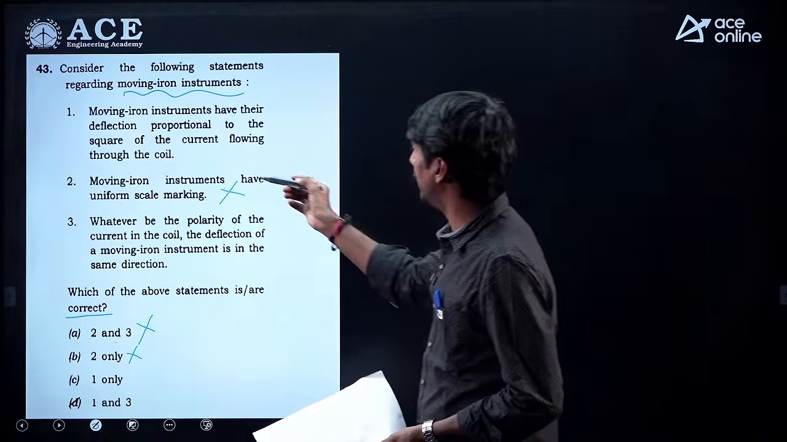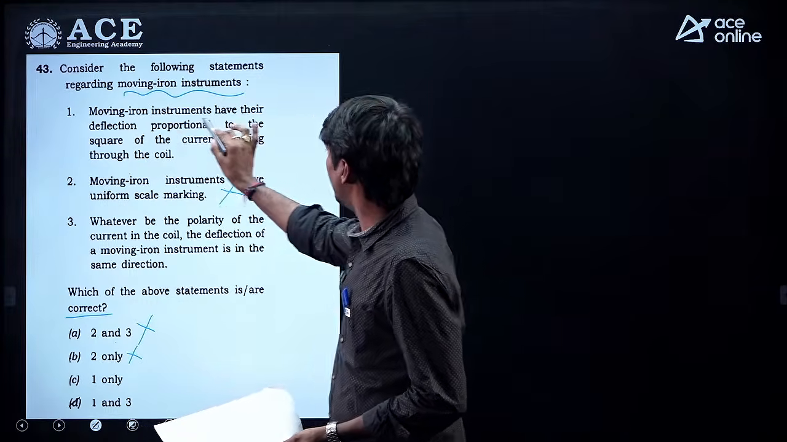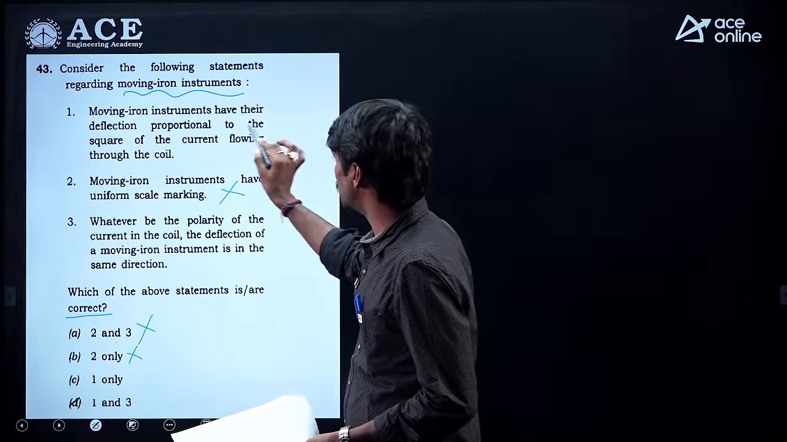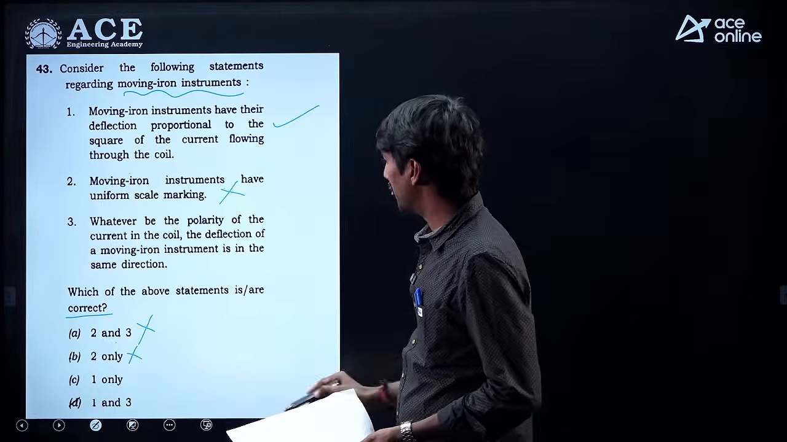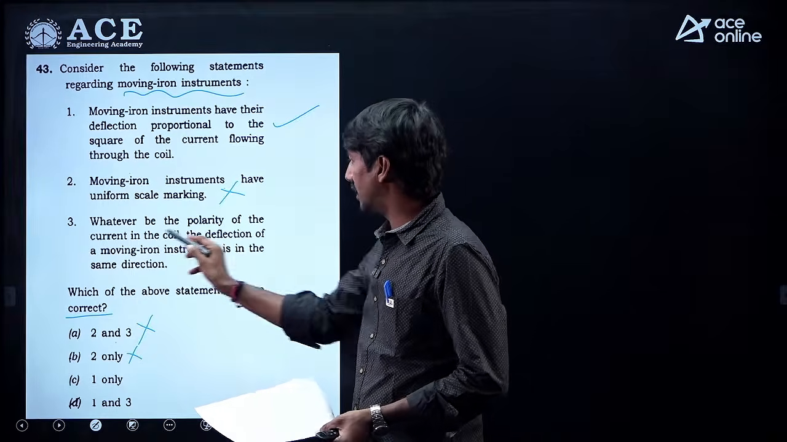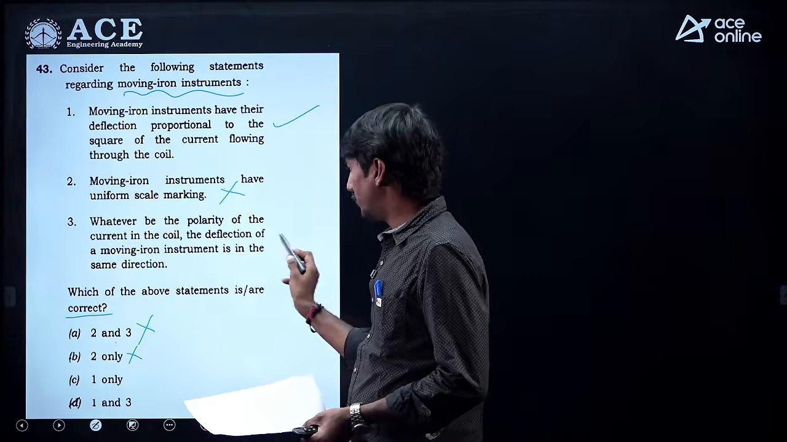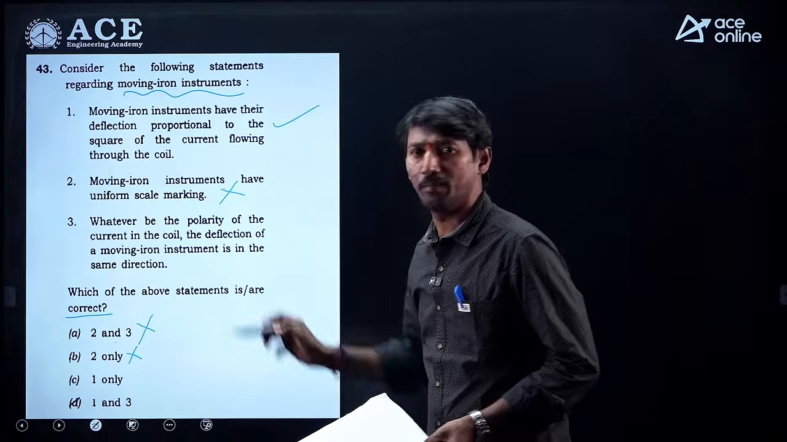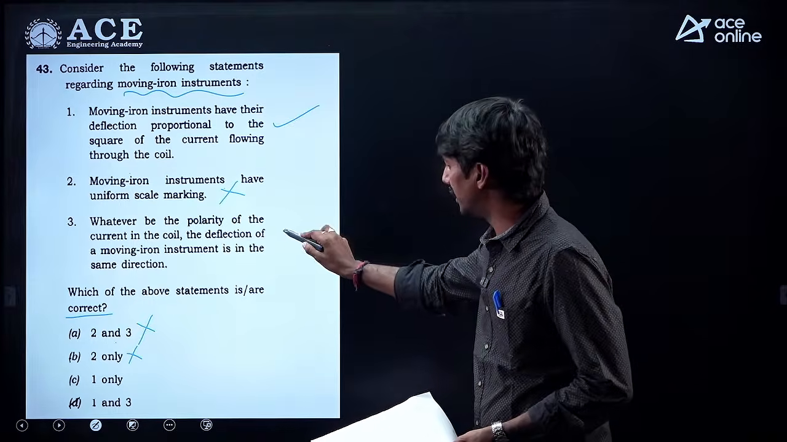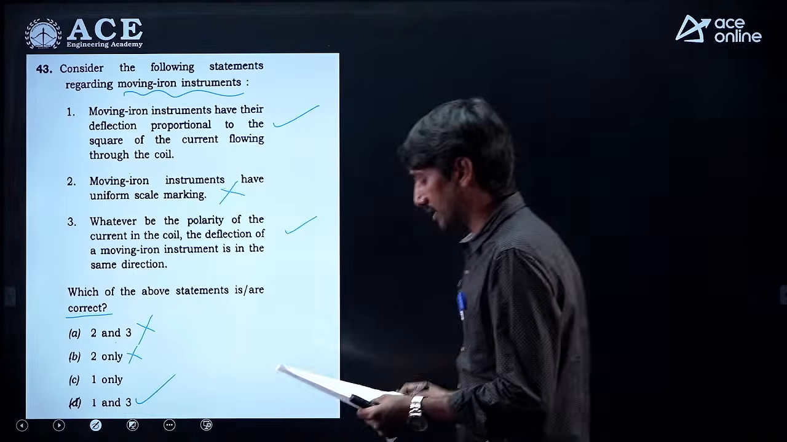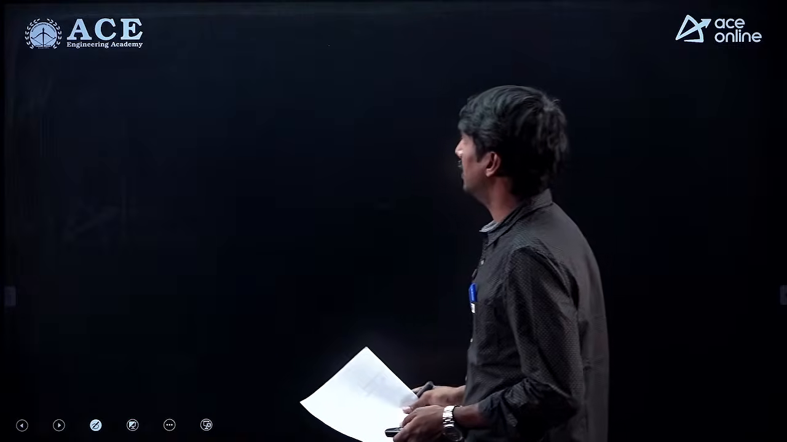And then correspondingly, let us go for this. Moving iron instruments have their deflection proportional to the square of the current. Correct? Whatever be the polarity of the current coil, the deflection of the moving iron instrument is in the same direction. Why? It is suitable for both. Yes, correct. So therefore, option is 1 and 3. Next one.